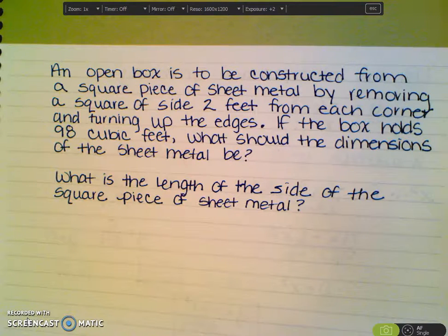This recording is on a word problem from Chapter 1, Lesson 2.